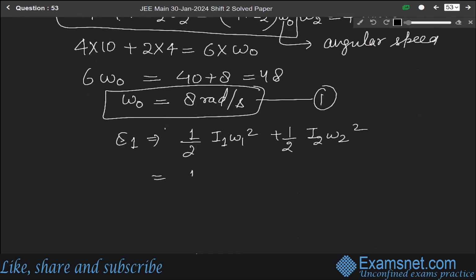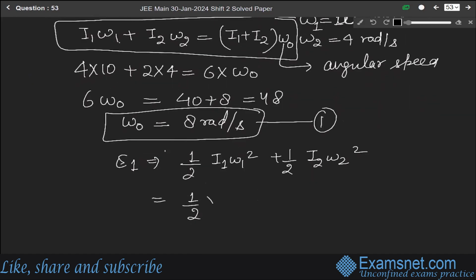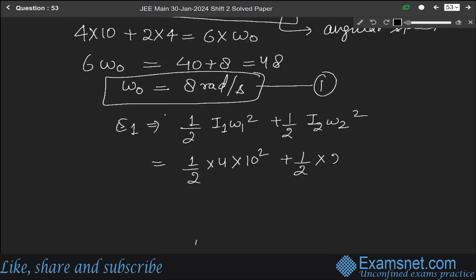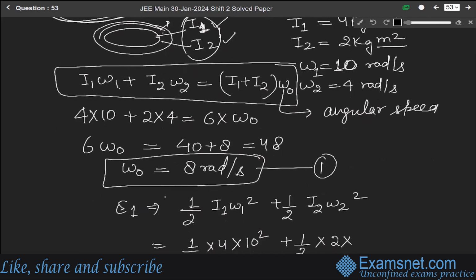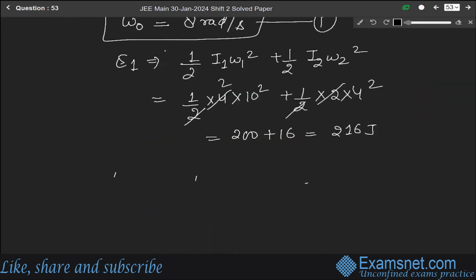It will be equal to half, I1 is 4, into omega 1 is 10 square, plus half, I2 is 2, into omega 2 is 4 square. So solving it, we get 200 plus 16, 216 joule. Okay, that is E1.